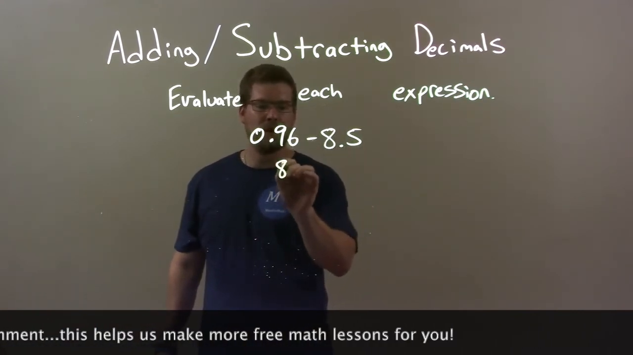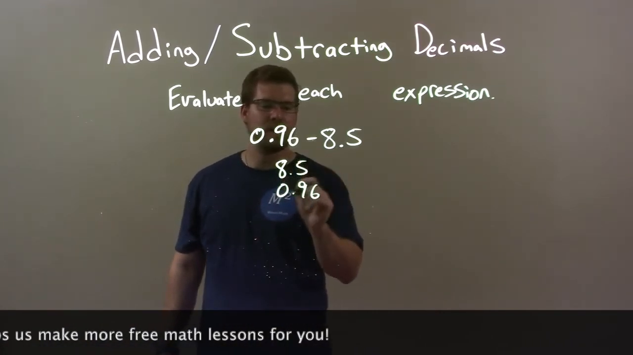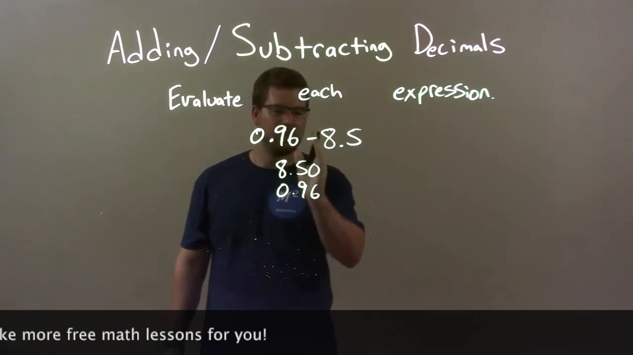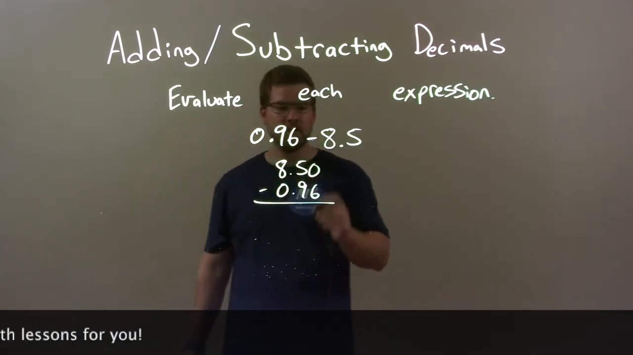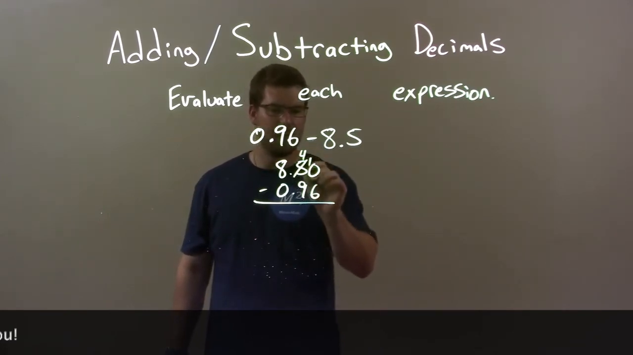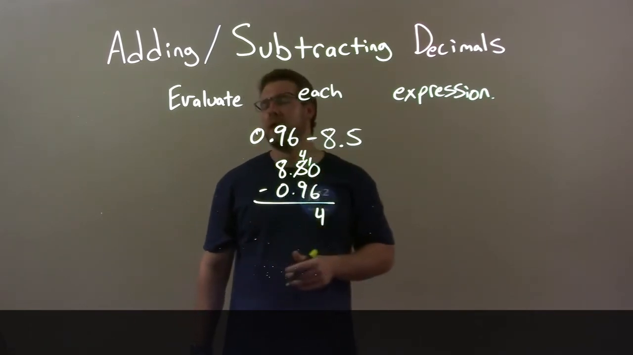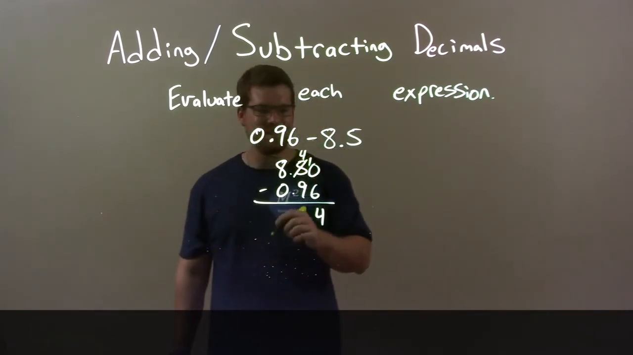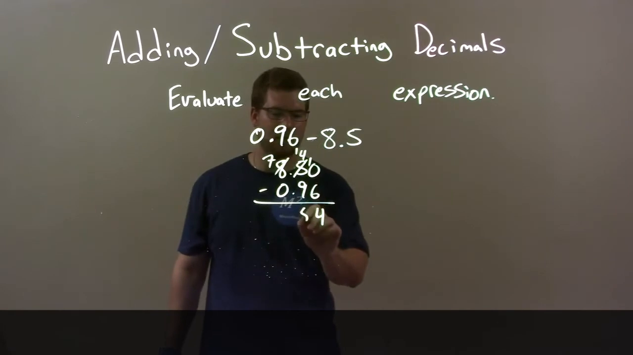So 8.5 is larger, so that's first, and we have 0.96. I'm going to put a 0 with the 5 to make sure it's lined up, and now we subtract the 2. Find the difference. 0 minus 6, cannot do that. 5 becomes a 4. Carry the 1. 10 minus 6 is 4. Great. But 4 minus 9 now we cannot do, right? So we take 1 from the 8, that becomes a 7. Put a 1 on the 4. 14 minus 9 is 5.